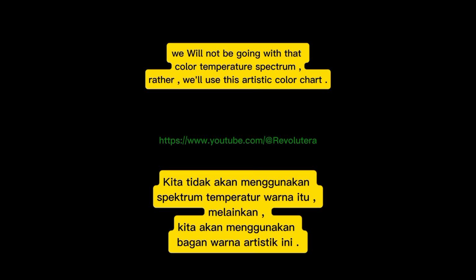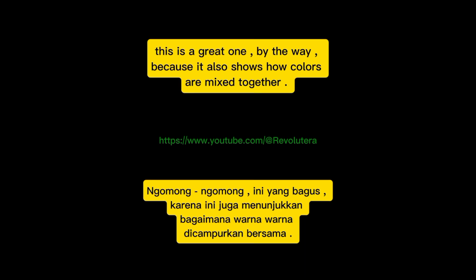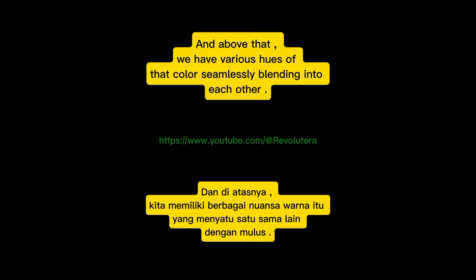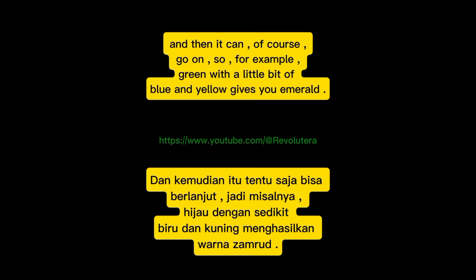We will not be going with that color temperature spectrum, rather, we'll use this artistic color chart. This is a great one, by the way, because it also shows how colors are mixed together. From these, very efficiently others can be created. And above that, we have various hues of that color seamlessly blending into each other. And then it can, of course, go on. So, for example, green with a little bit of blue and yellow gives you emerald.